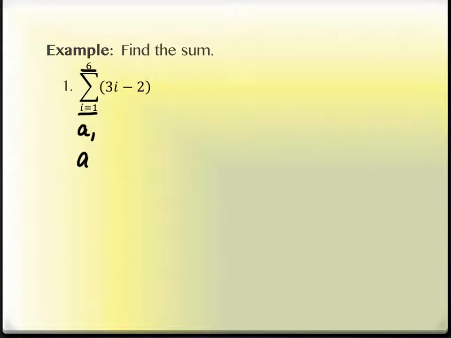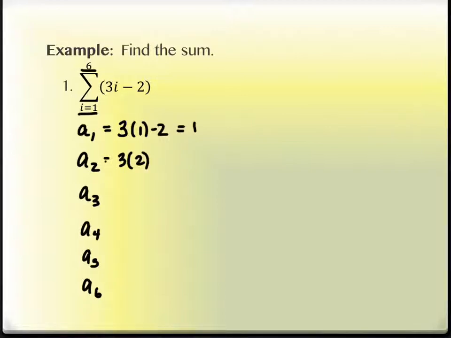So I'm going to have a1, a2, a3, a4, a5, and a6. And those subscript numbers are the i's. So on the first one, a1, it means that i equals 1. So I have 3 times 1 minus 2, which would give me what? 1.